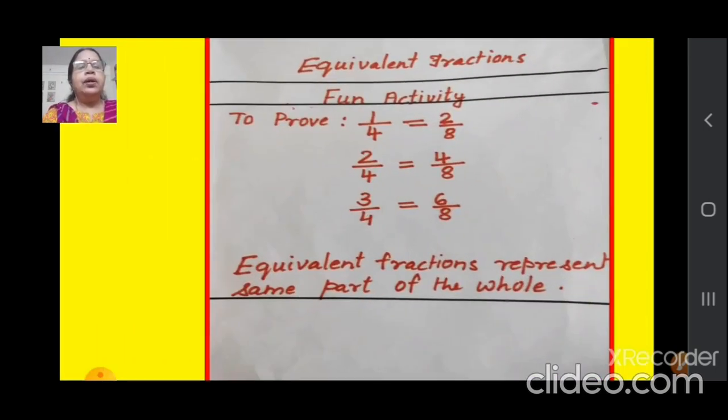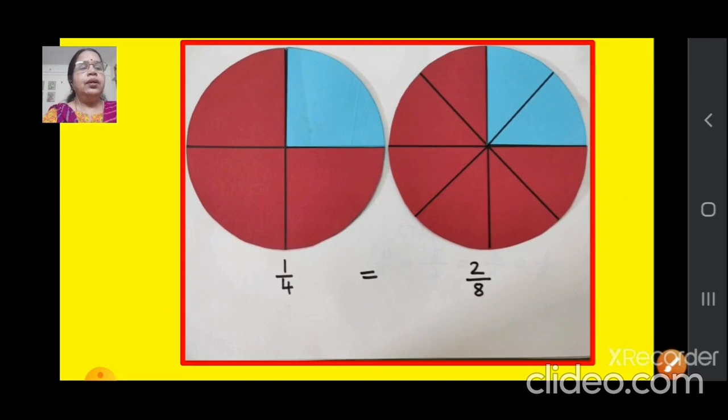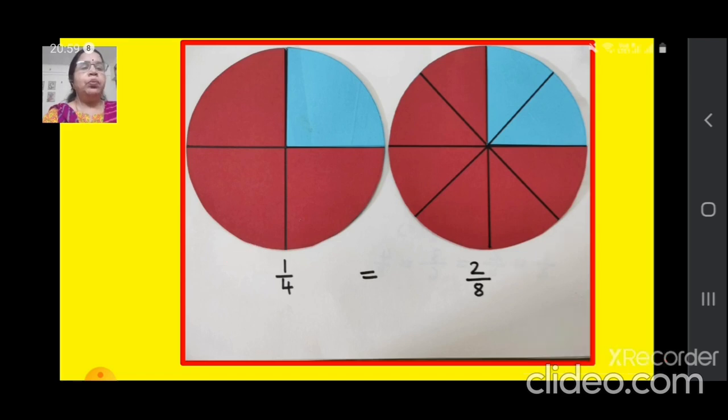Now, this second part of the activity is a fun activity. It is not important that you write or stick the pictures. I am just showing it so that you properly understand the equivalent fractions. So here 1/4 is shown by this wheel, and this represents 2/8. Both are equal.